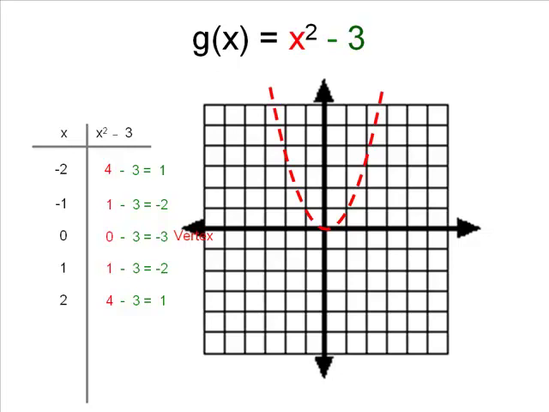Now we form our new ordered pairs. Negative 2, 1. Negative 1, negative 2. 0, negative 3. 1, negative 2. And 2, 1. Notice that this is shifted down 3 units. And now we have our new parabola shifted down 3 units from our parent function.